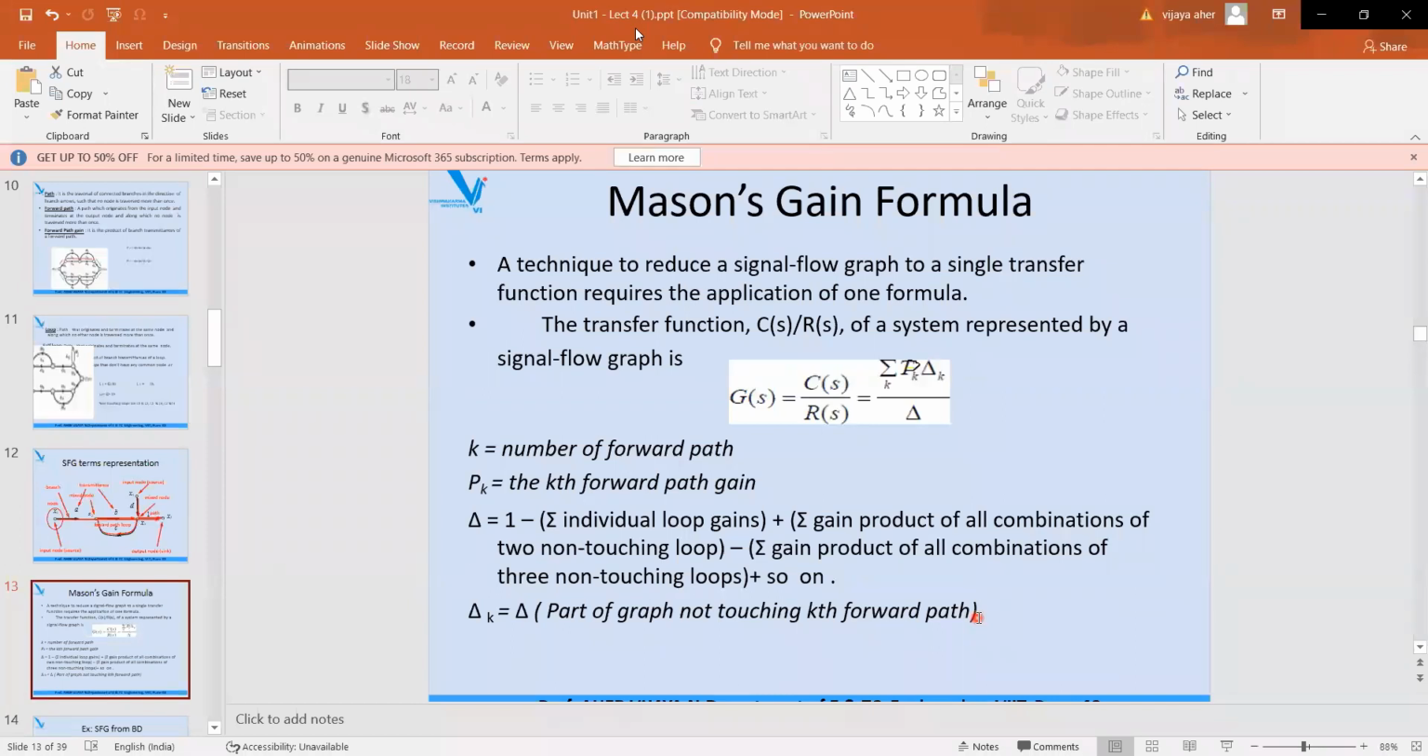अगोदर लिहायचंय गिव्हन डेटा काय आहे आपल्या SFG मध्ये, and all these things you are going to calculate and just putting the value of K over here, value of PK in this equation, value of DK and value of del. In this equation, you are going to find out the transfer function for a given system represented by signal flow graph. Got it?